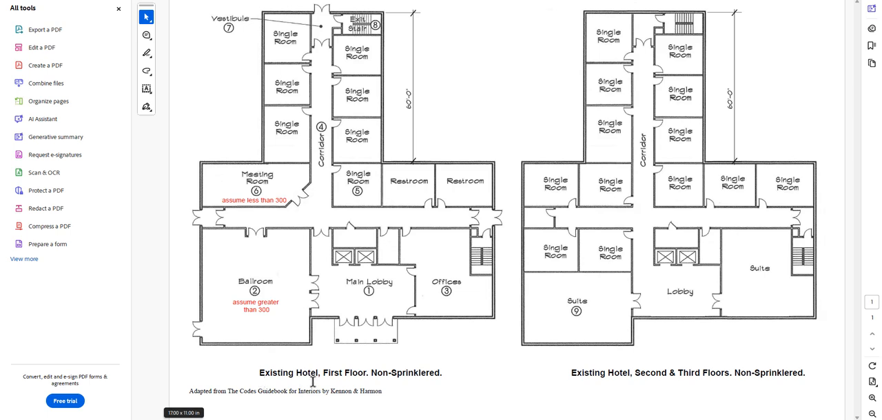We know this is an existing hotel. It's the first floor here, existing hotel, second and third floors. There's a non-sprinklered building.